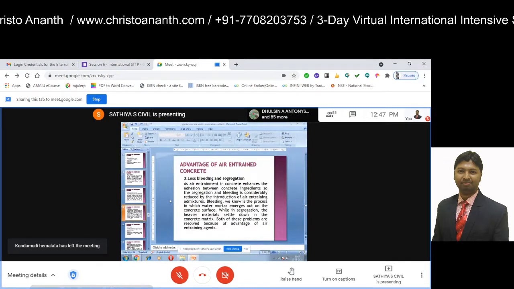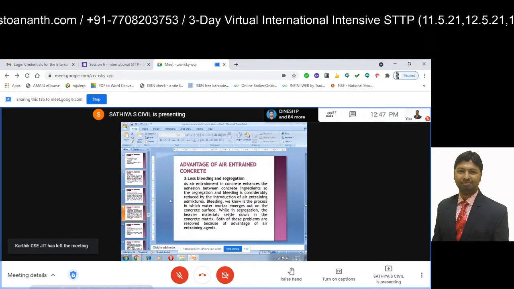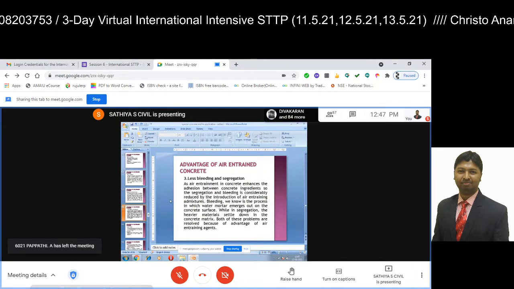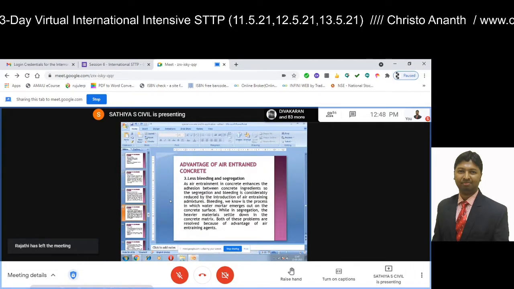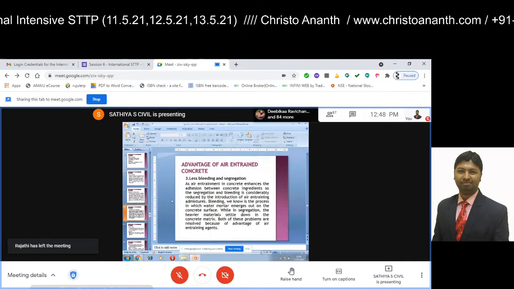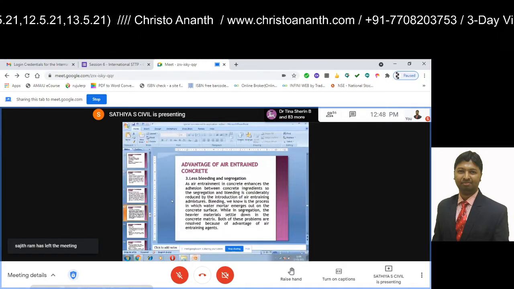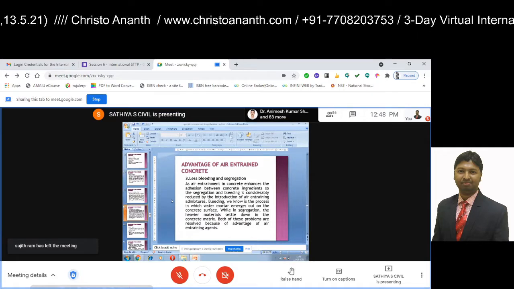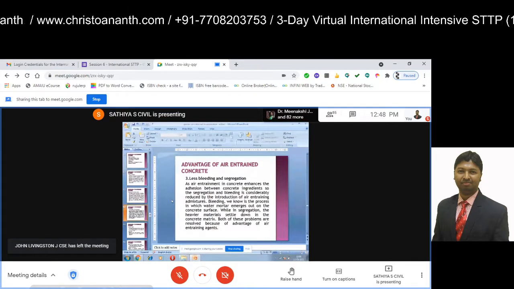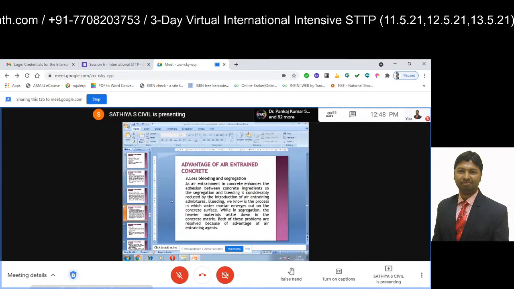Then bleeding, we know, is a process in which the water and mortar emerge out on the concrete surface. That means from the mortar, the cement emerges out on the concrete surface. While in segregation, the heavier materials settle in the concrete matrix. Both of these problems are resolved because of the advantage of air entrained concrete. So thus we can avoid bleeding and segregation. Not avoid, but we can reduce to some extent the bleeding and segregation.